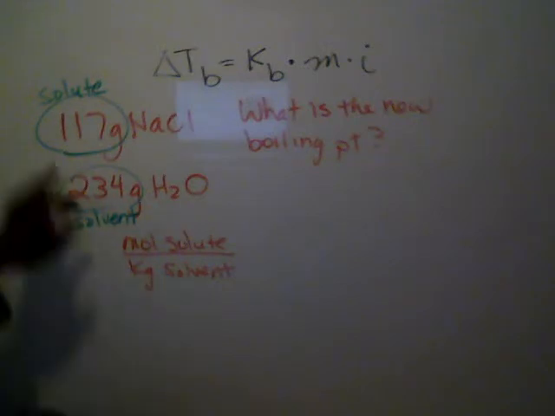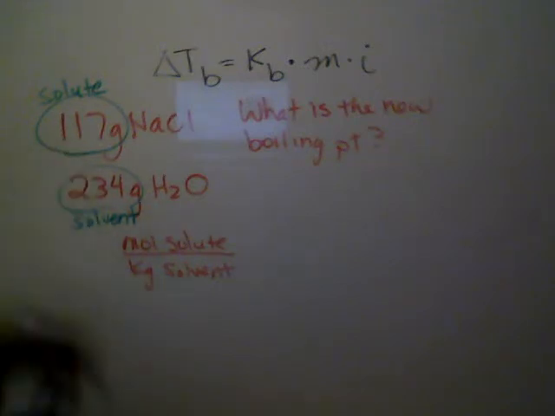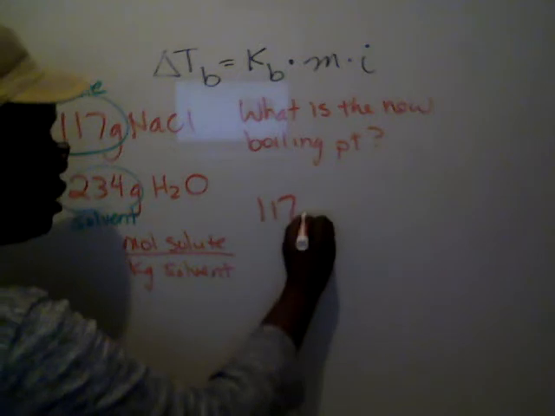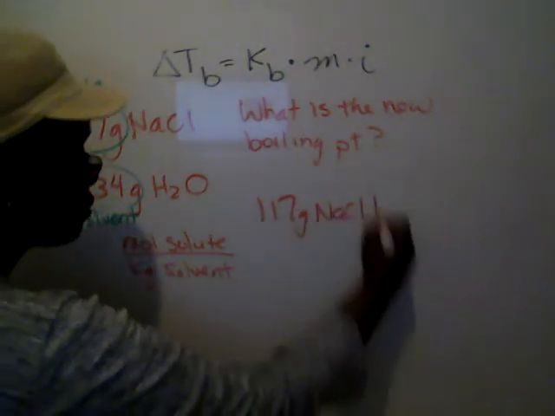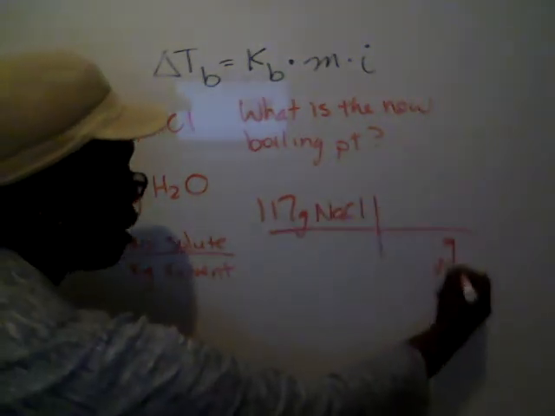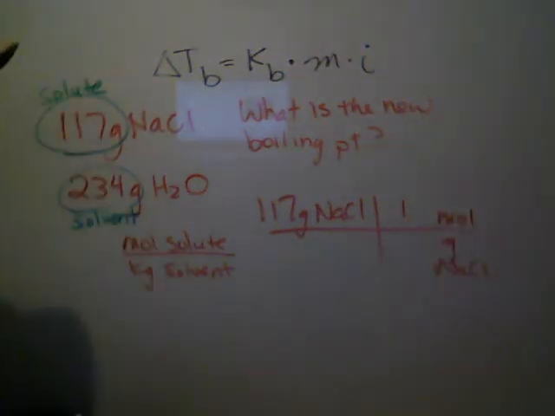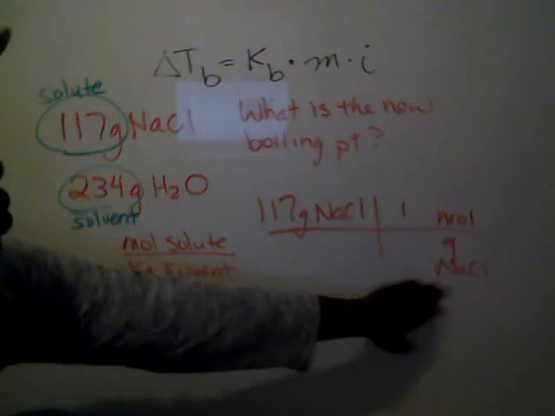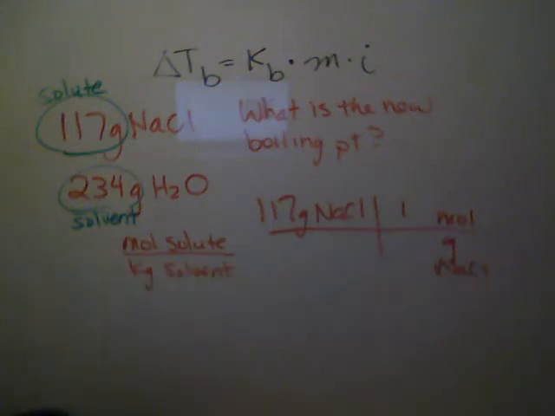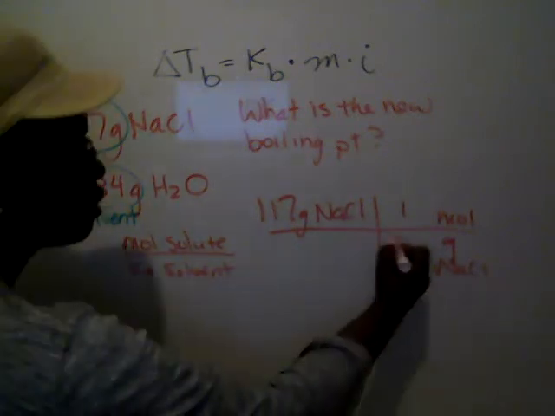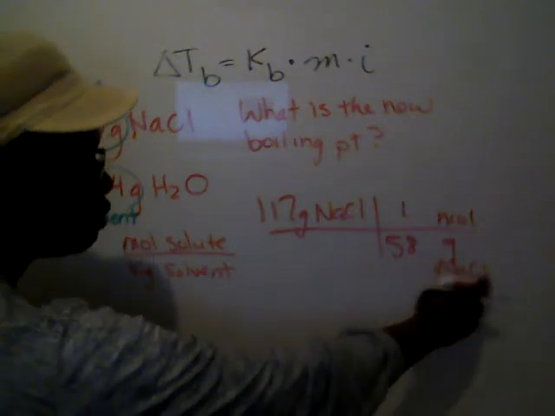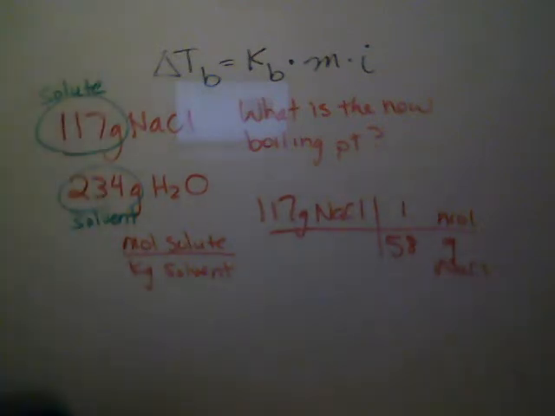So we first need to figure out how many moles this is equivalent to. So we'd have 117 grams of NaCl. Grams would have to go on the bottom. Moles would have to go on the top. And so we'd have to add up the weight of sodium and the weight of chlorine. So they add up to about 58. When we add up, sodium's 23, chlorine's about 35, so there's 58 total.